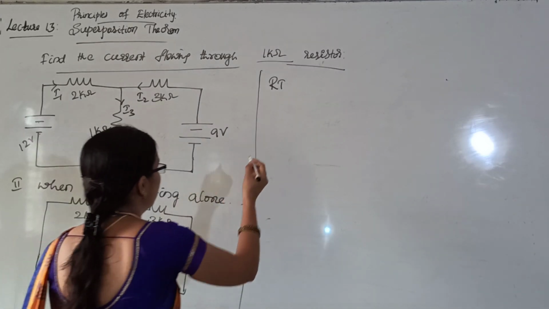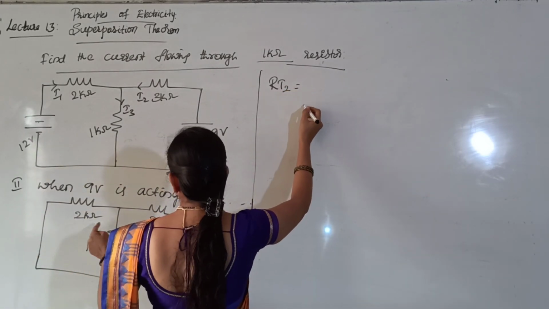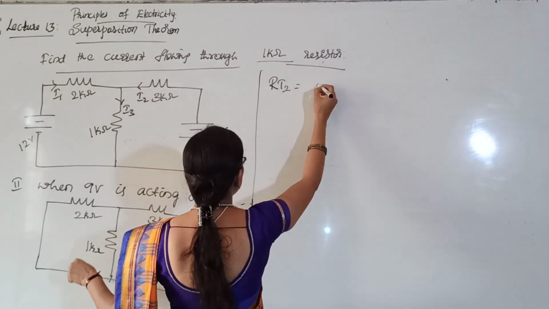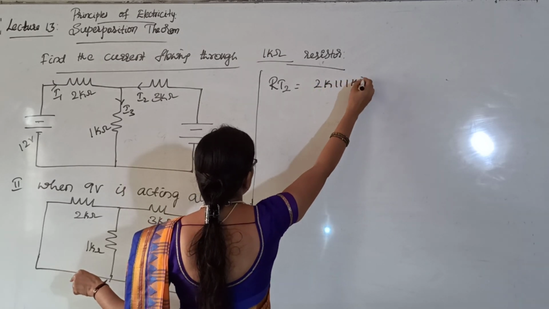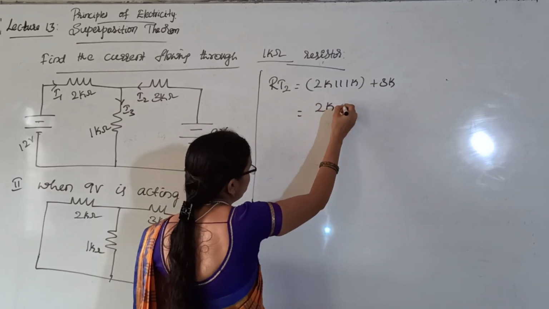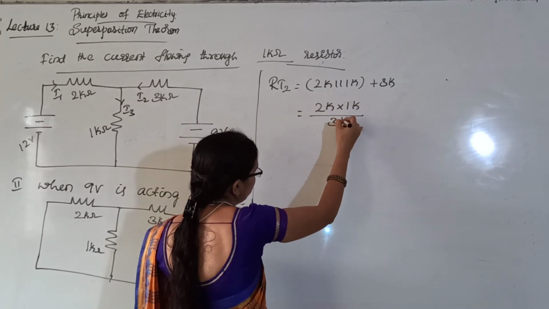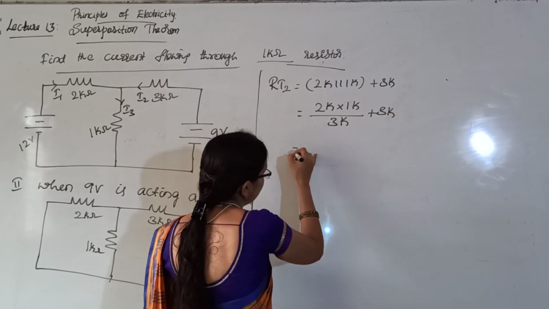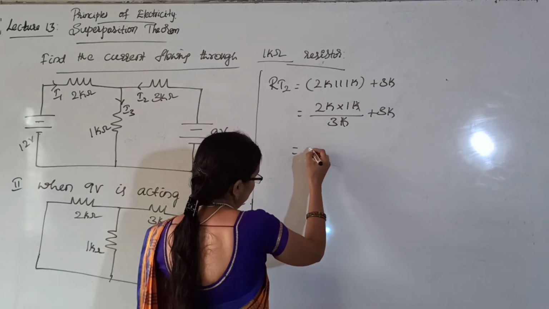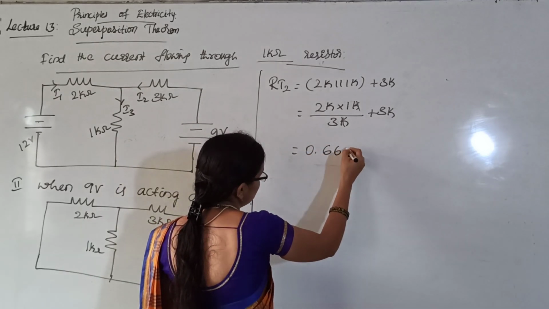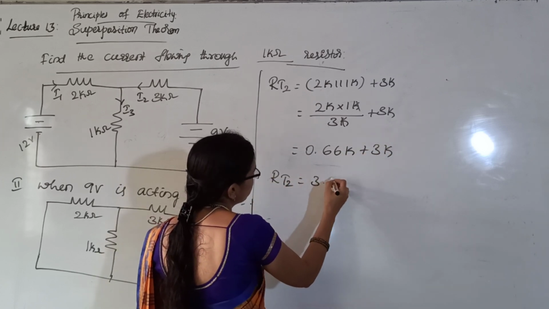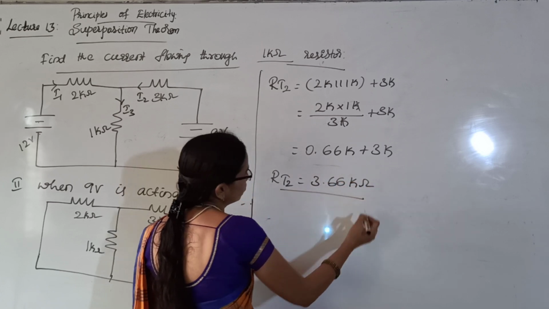Find out RT2, that will be equal to 2 kilo parallel to 1 kilo plus 3 kilo, 2 kilo into 1 kilo divided by 3 kilo plus 3 kilo. What I will get? 2 by 3, that is 0.66 kilo plus 3 kilo, that is RT2 is equal to 3.66 kilo ohm.